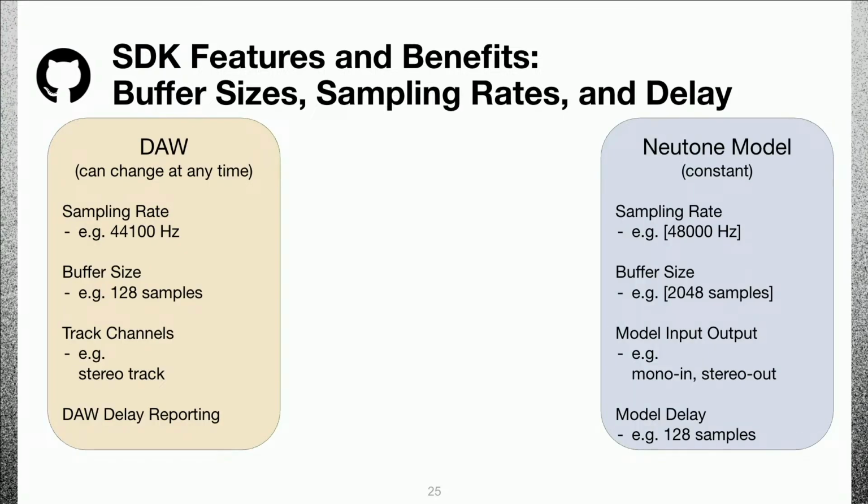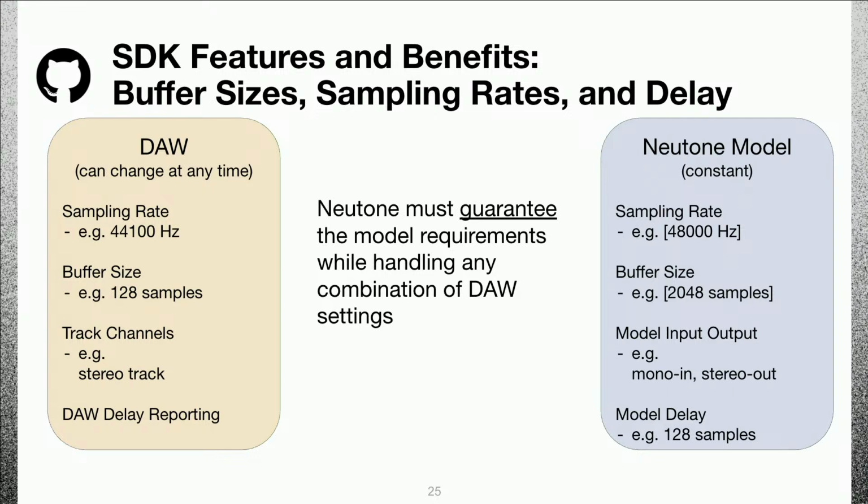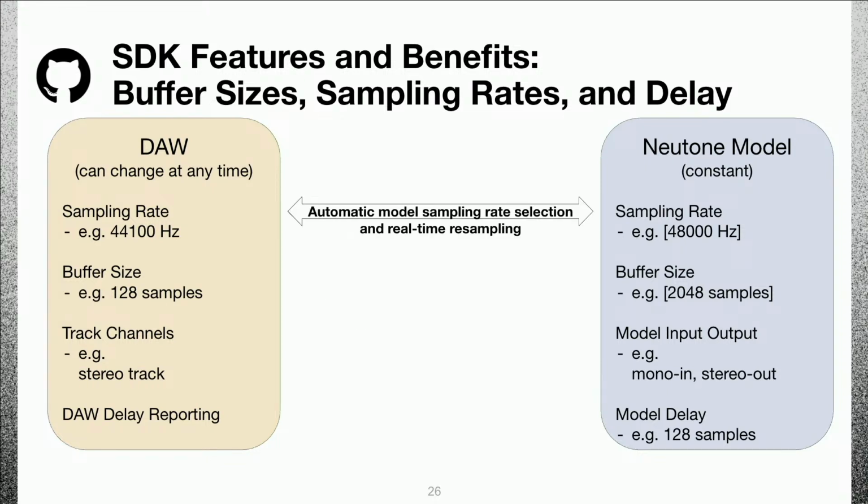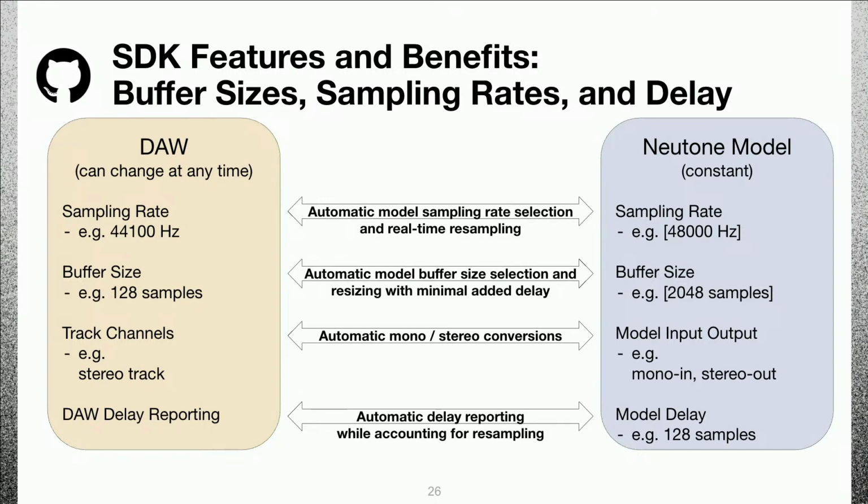So the Newtone SDK has this bridge it needs to provide. It needs to guarantee that the DAW requirements are satisfied at all times, while the Newtone model, which is a neural network, also has to be satisfied with its requirements. So in a nutshell, it does all this automatic stuff in PyTorch, which then gets converted to C++ using libtorch, which is PyTorch's tool for converting their code to C++.